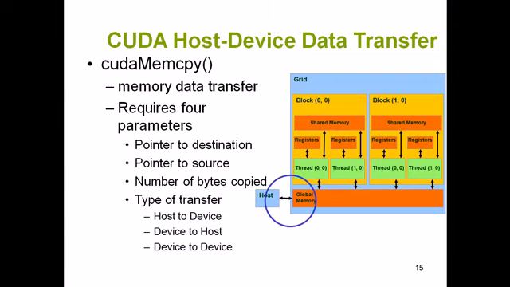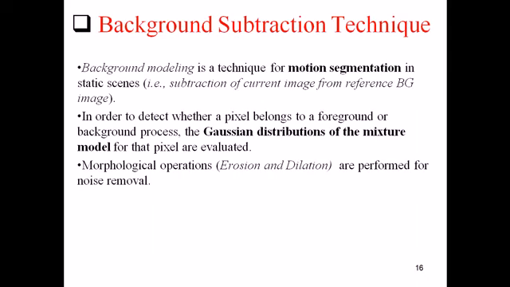Data transfer. How data is transferred between device and host. cudaMemcpy is the function that is responsible for data transfer. It requires four parameters: pointer to destination, pointer to source, number of bytes copied, and type of transfer. There are three types of data transfer: host to device, device to host, and device to device.